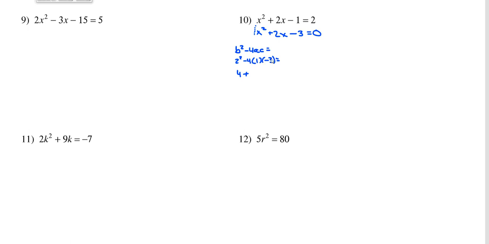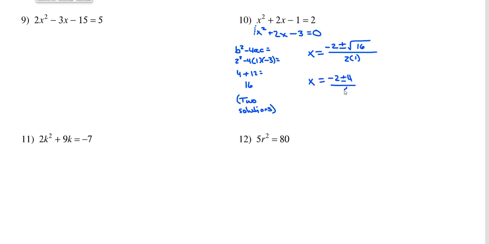All right, so what we end up with here with the quadratic formula is x equals negative 2 plus or minus the square root of b squared minus 4ac is 16, all over 2a, 2 times 1. So x equals negative 2 plus or minus the square root of 16 is 4 divided by 2. There we go. All right, so we get negative 2 plus 4 divided by 2, or negative 2 minus 4.